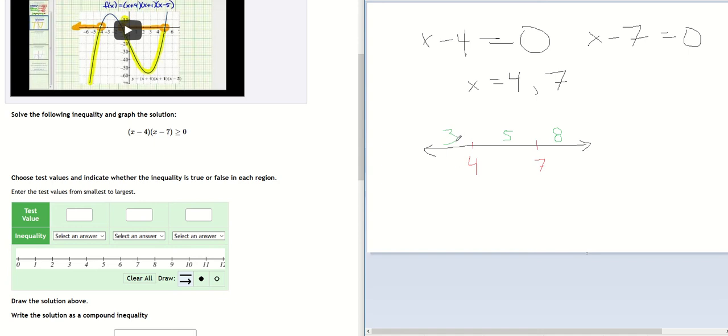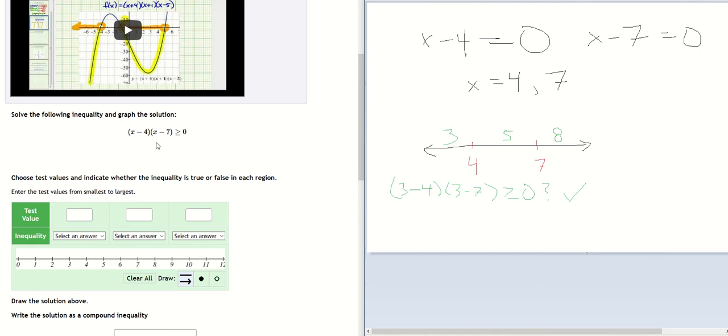And when we test these, we basically just want to see if when I put in 3 into this, do I get something that's true or something that's not true. So if I put in 3, I'm going to get 3 minus 4 times 3 minus 7. And then the question is, is this greater than or equal to 0? And you can actually do this without actually figuring out the number. You know that 3 minus 4 is negative, and then 3 minus 7 is also negative. So a negative times a negative will be positive. So you know that this will be greater than or equal to 0. Of course, you could just go figure out that it's also going to be positive 4, but you don't actually need the number. You just need to know if it's positive or negative.